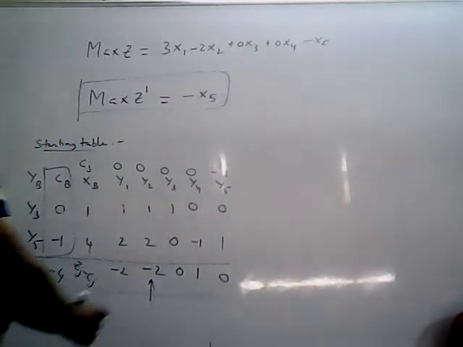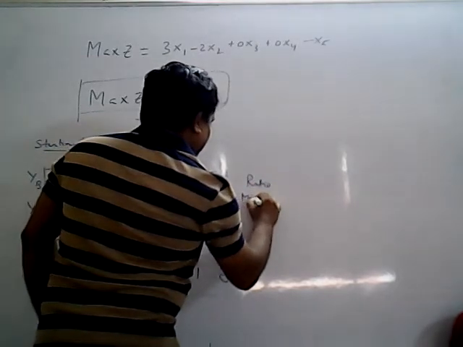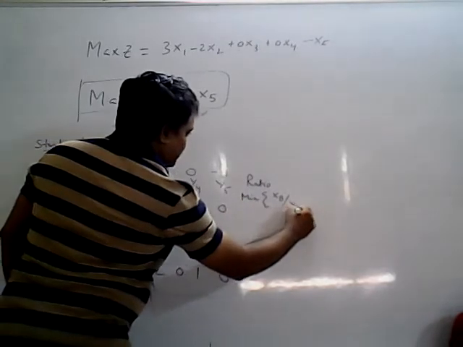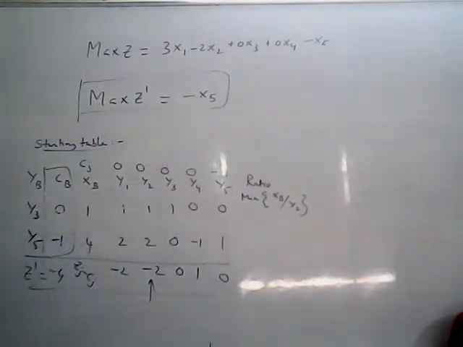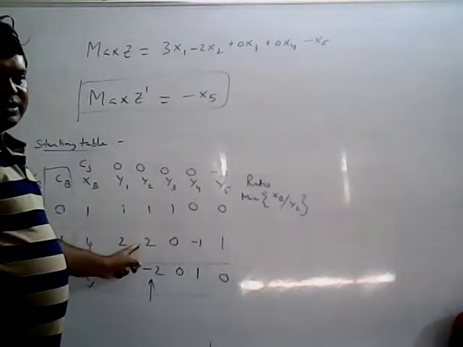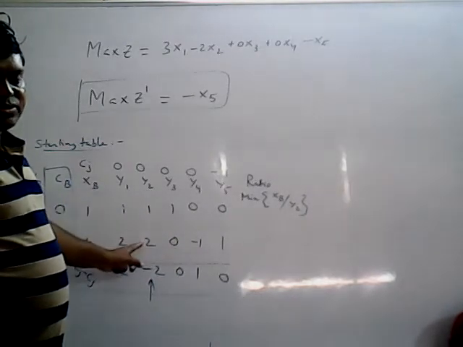Then consider the ratios for identifying the leaving variable. What is the ratio? Minimum of XB by the entering column. What is our entering column? Y2. In your entering column, if both values are positive, we consider the ratio. If any value is negative or zero, you will not consider it. Only positive numbers' ratios you have to consider.